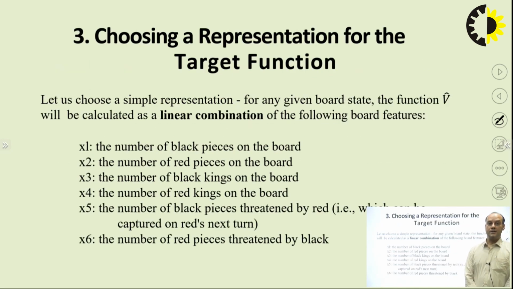Third, after choosing the target function, we have to represent it. For representing the target function, we use a simple representation, a linear combination. How do we calculate it? For example, I have assumed several features: x1 is the number of black pieces on the board, x2 is the number of red pieces on the board, x3 is the number of black kings, x4 is the number of red kings, x5 is how many black pieces are threatened by red, and x6 is the number of red pieces threatened by black. So we have defined the state here.